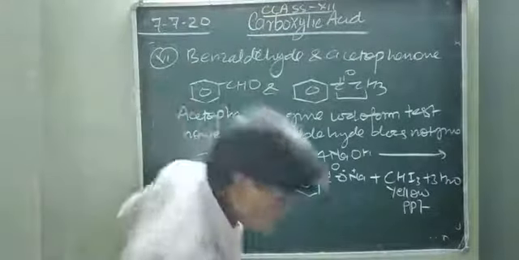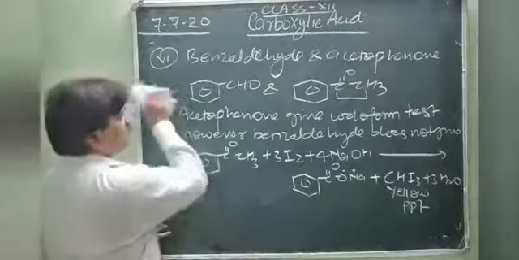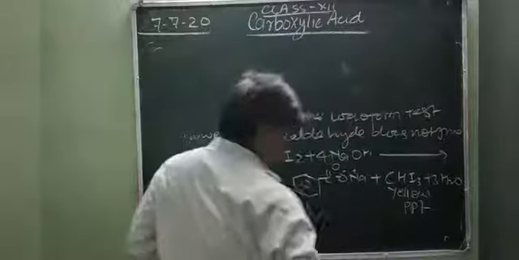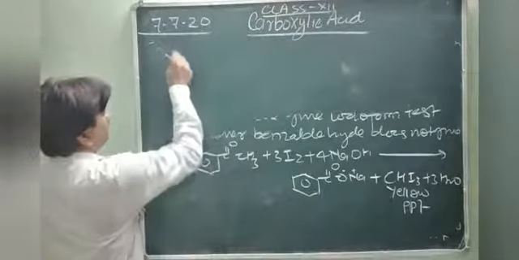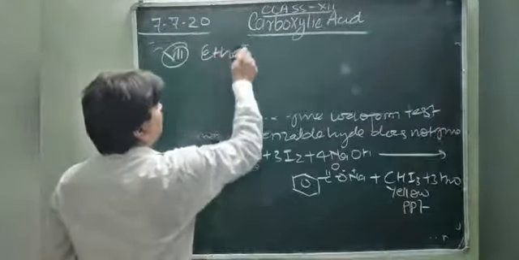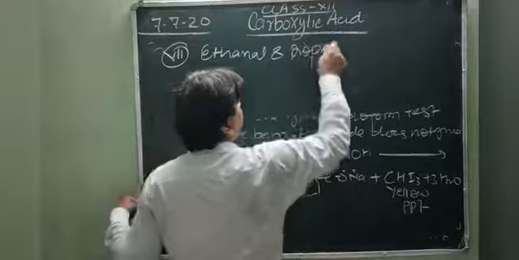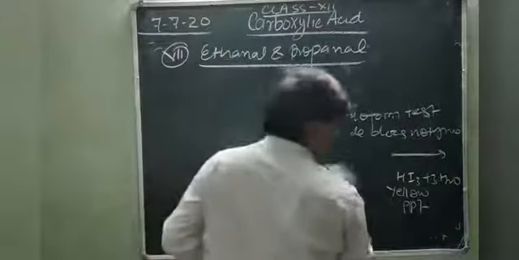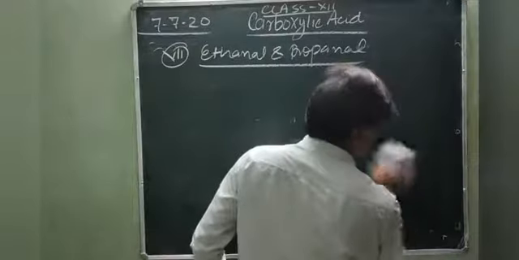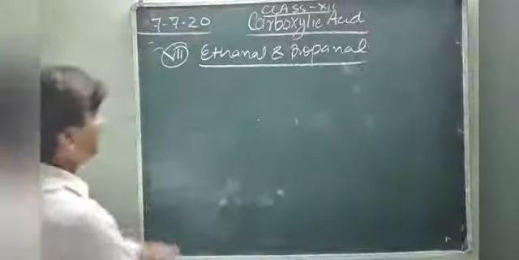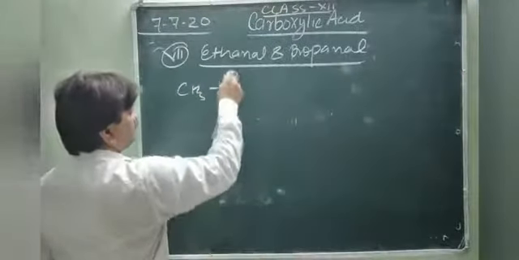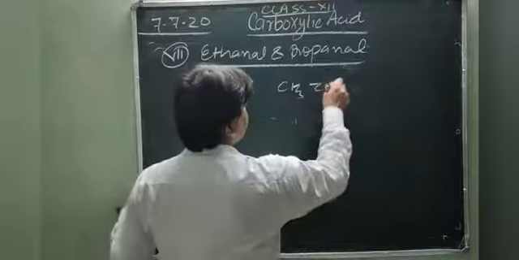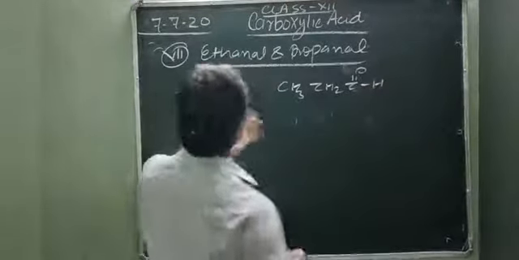Next one, ethanol and propanol. So ethanol, this is CH3CH2OH, and propanol, CH3CH2CH2OH.